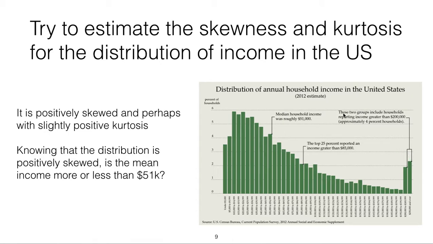It's saying the graph says that these two groups include households reporting income greater than 200,000, approximately 4% of the households. The reason why they lumped them all together here is that if they had the same size buckets going on and on, the slide would be very, very big.